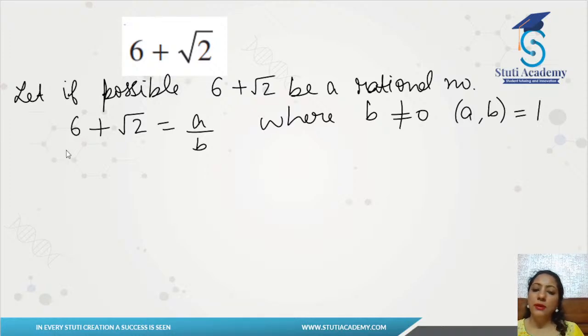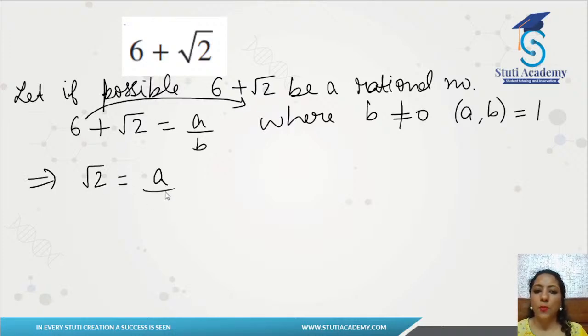So, as I told you earlier, we are going to take each term of the left hand side and one by one take it to the right hand side. Only root 2 will remain here. So I'm going to take the 6 on the other side. I'll get root 2 is equal to a upon b minus 6.